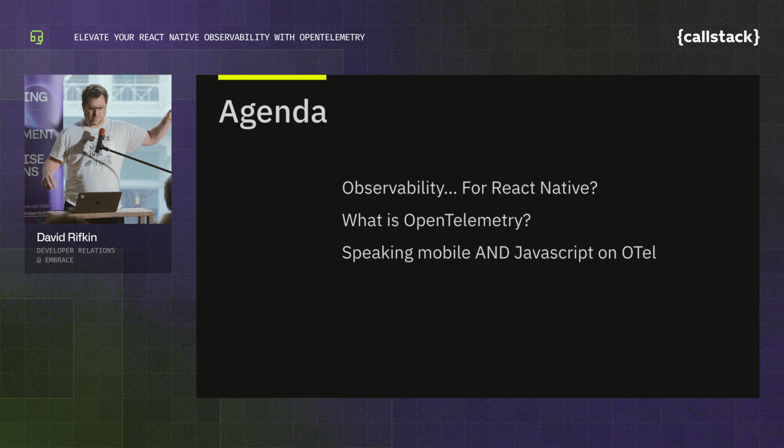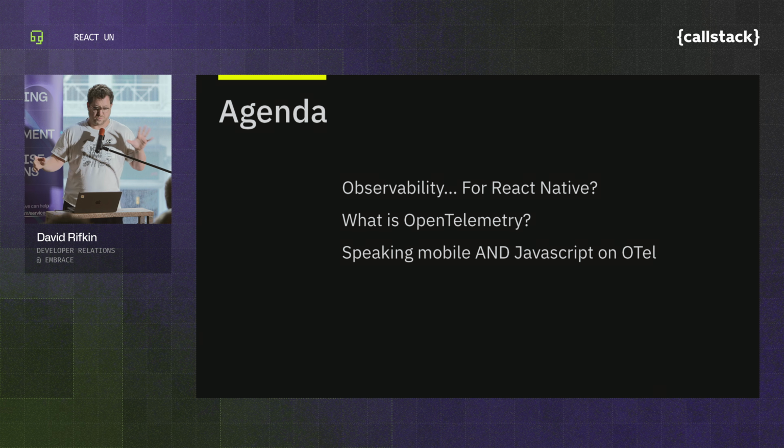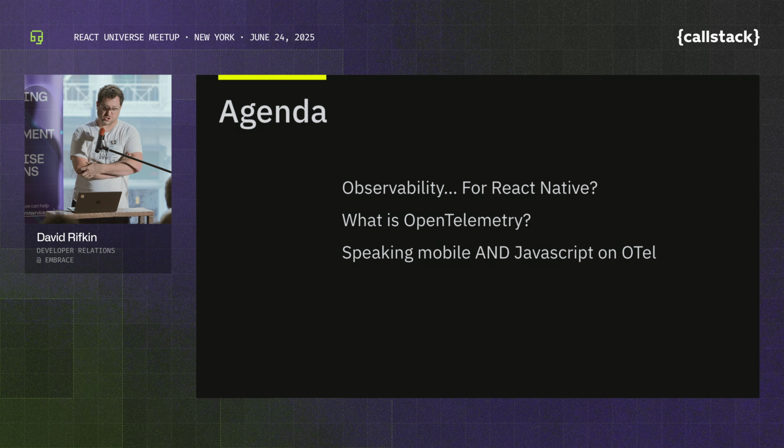So a quick rundown of what we're going to talk about today. I'm going to talk a bit about observability in a mobile ecosystem. So for React Native, for mobile, and then just users broadly. I'm going to talk about how we learn from those production systems.